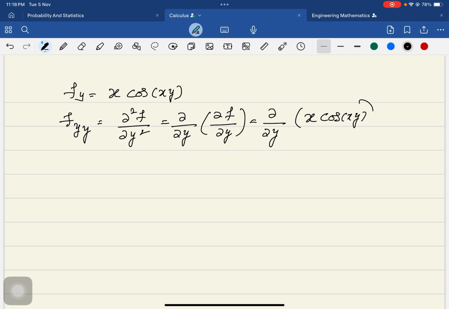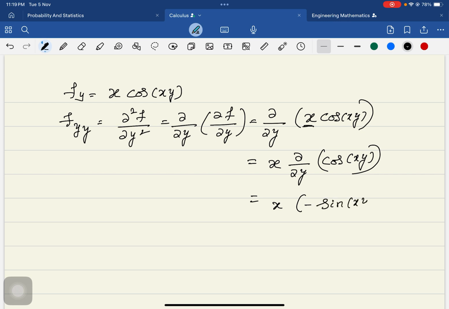Now what is the constant? The constant is x. So drop down x as it is and then find the derivative of cosine of xy. Now the derivative of cosine of xy is given by negative sine of xy. Now what is the derivative of xy? The chain rule: xy derivative with respect to y is x. So therefore the value of fyy is given by negative x square times sine of xy. I hope it is clear what is fyy.